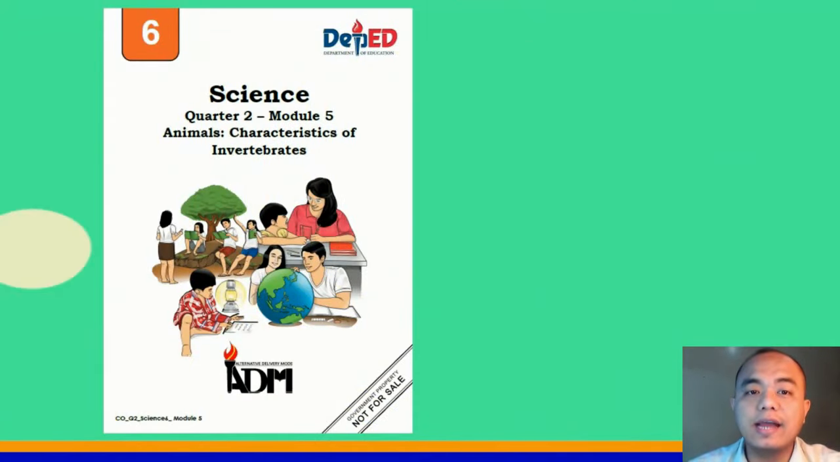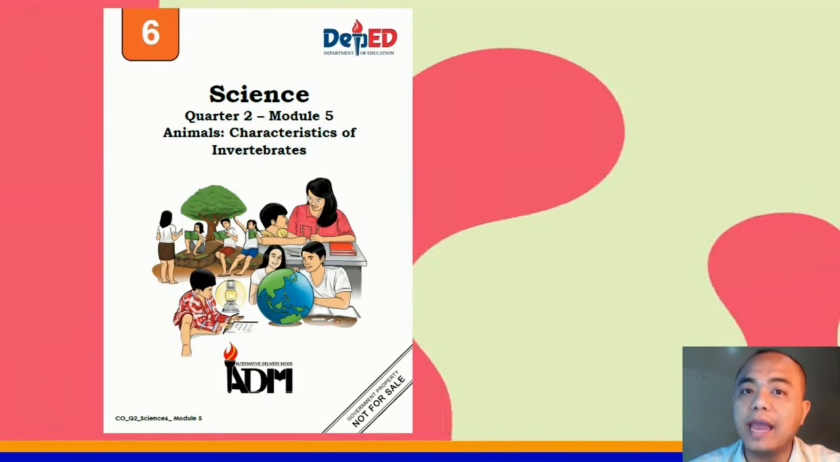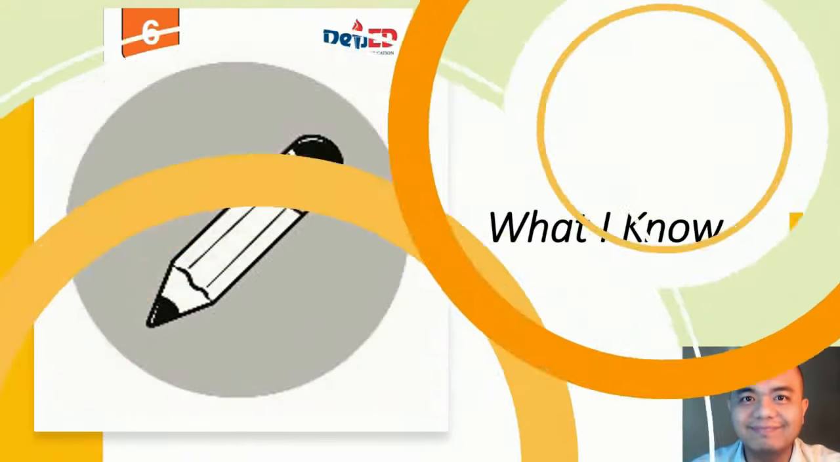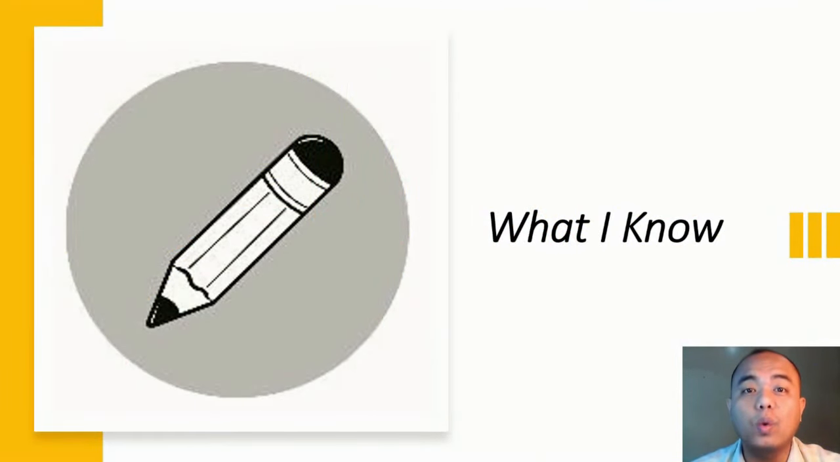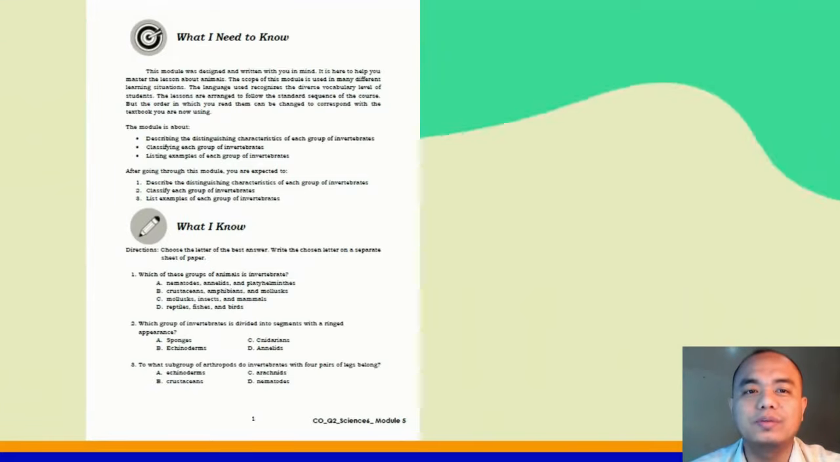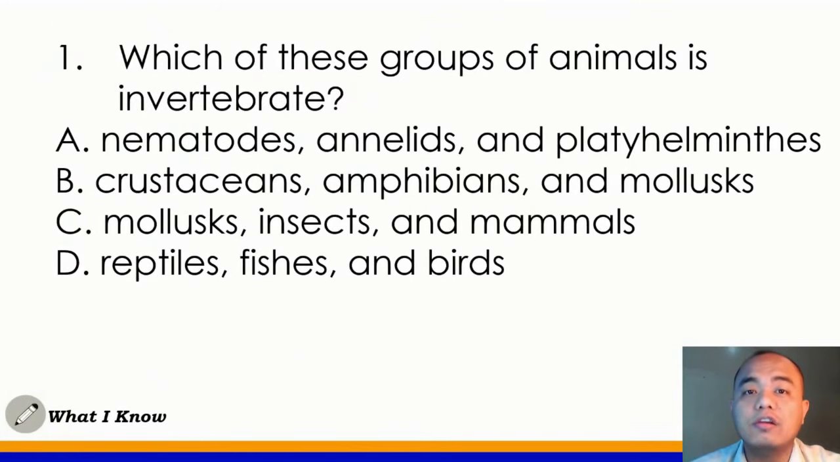This time, we will discuss your Module 5 about the animals' characteristics of invertebrates. Are you ready? But before that, let us have first the What I Know part of your module. Let's see what you already know about the topic. And this could be found on page 1 of your module. No need to write your answer.